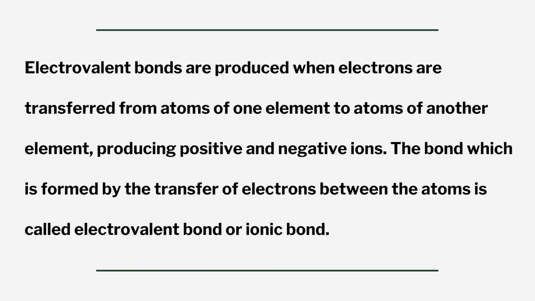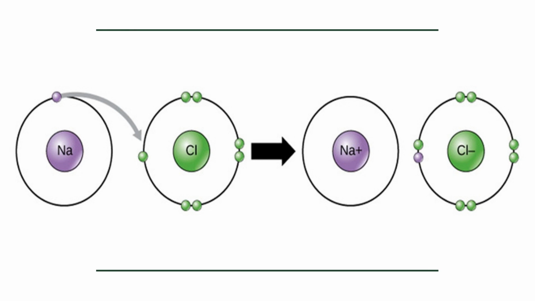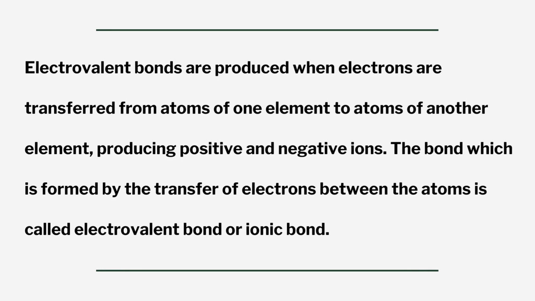Electrovalent bonds are produced when electrons are transferred from atoms of one element to atoms of another element, producing positive and negative ions. So the electrovalent bond is formed by the transfer of electrons between atoms. For instance, we have 2 atoms. Let's take sodium and chlorine as an instance. So electrovalent bonding will be formed when there is transfer of electrons between the atoms, and it can also be called ionic bond.